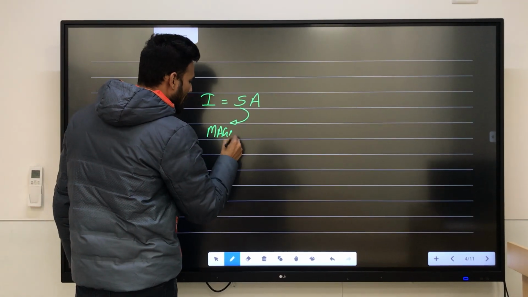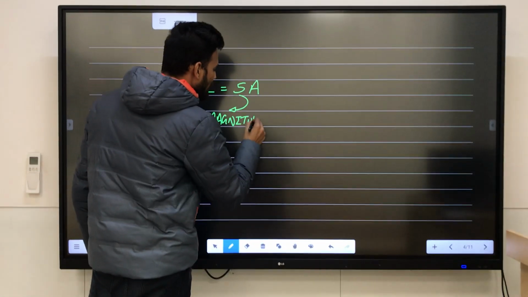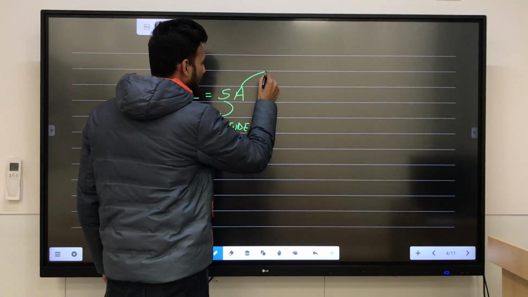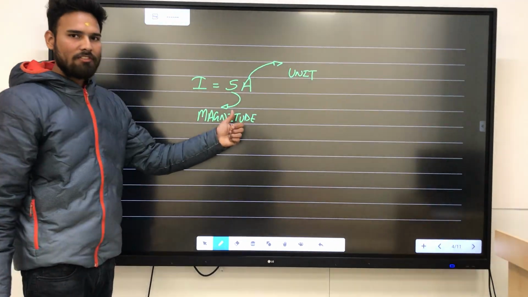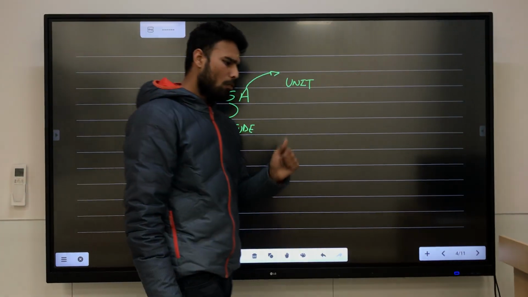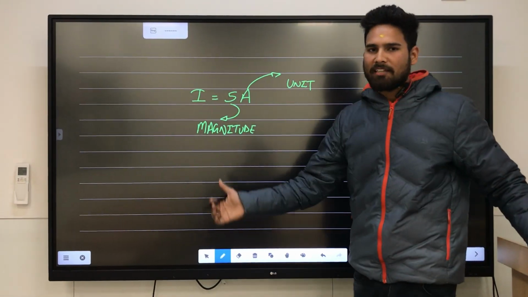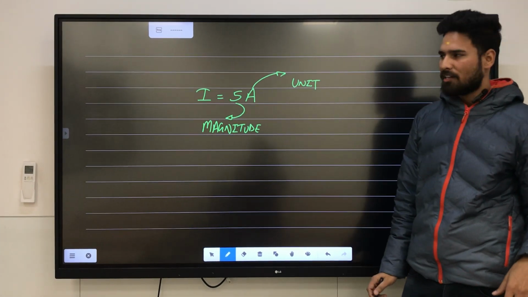It indicates the magnitude of current. What does this ampere indicate? It indicates the unit of current. Now, what kind of physical quantity is the current? Is it a scalar quantity or a vector quantity?